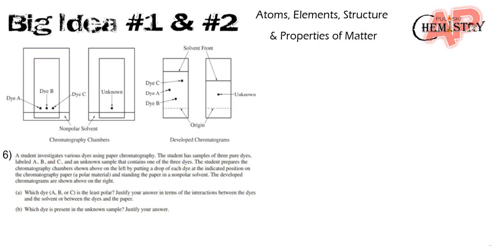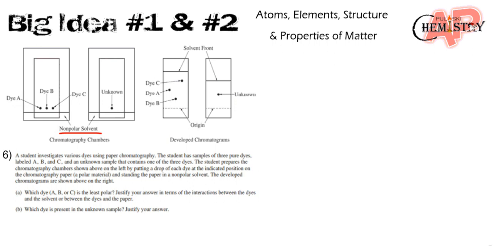The student prepares a chromatography chamber shown above on the left by putting a drop of each dye at the indicated position on the chromatography paper. A polar material, by the way. Paper is always polar. And standing the paper in a non-polar solvent. So they told you this. I'd underline that. That's important. The developed chromatogram afterwards, it went up and the liquid brought it all up, is shown on the right.